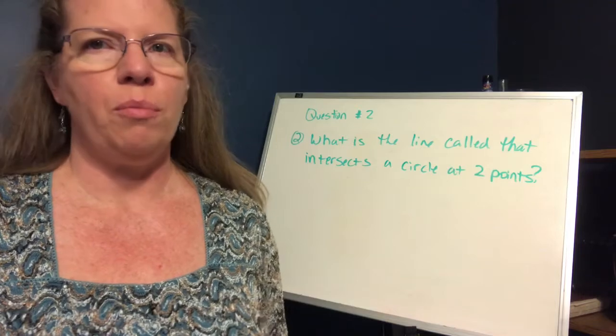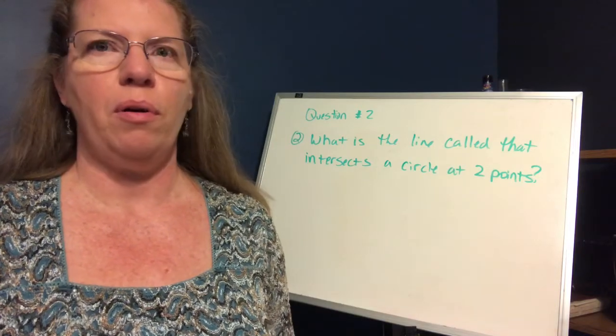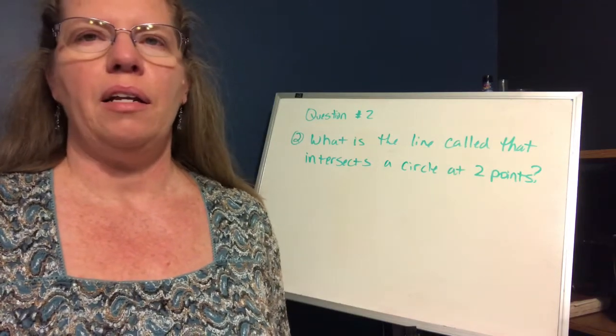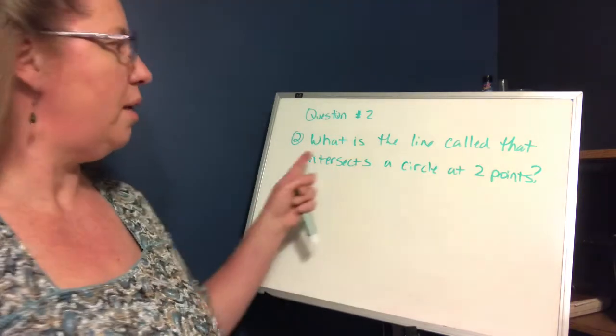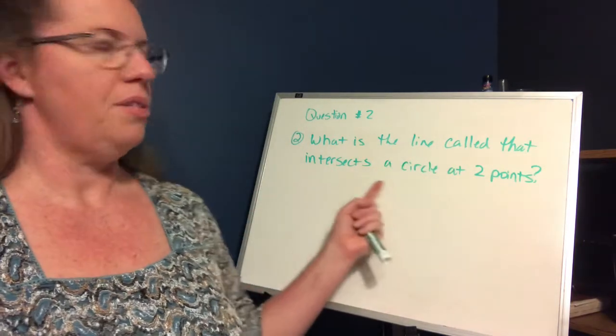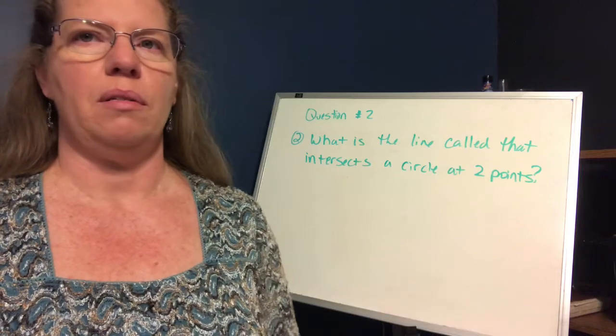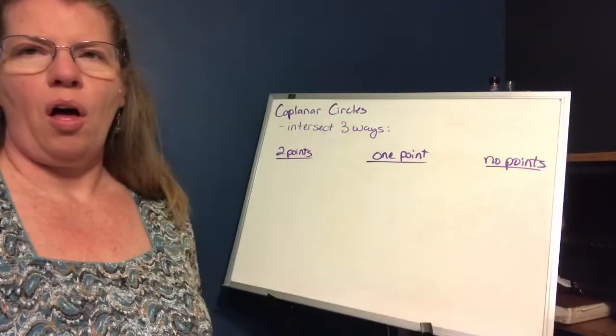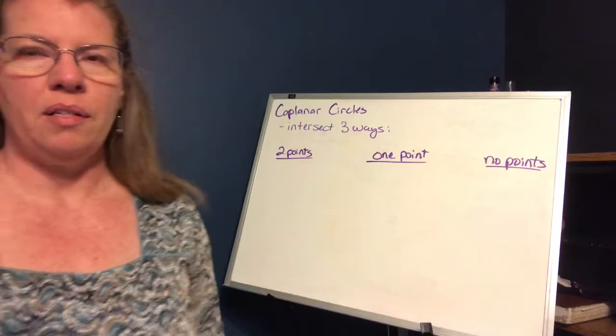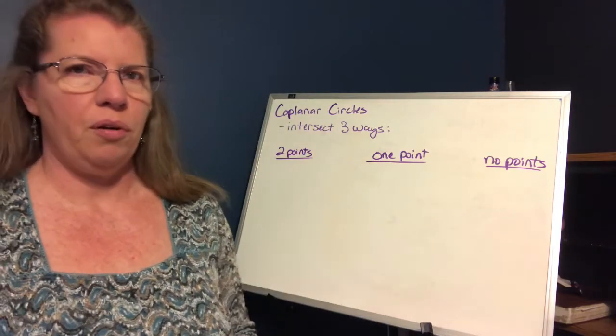Okay, here's question number 2. You're going to write this down on a piece of paper, or type it up and hand it in to me. Question number 2 says, what is the line called that intersects a circle at 2 points? So write that down.